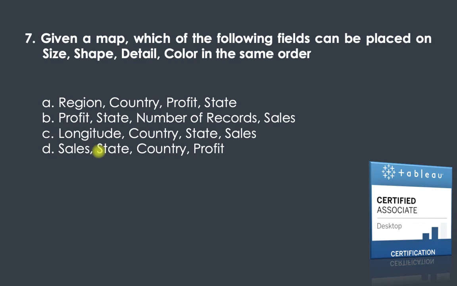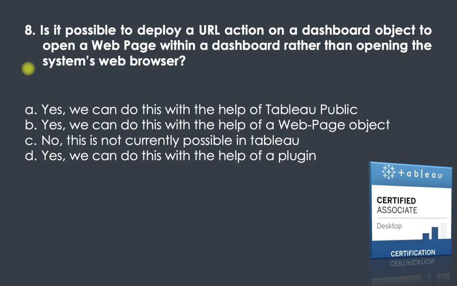Option B doesn't make sense because there's no point bringing in number of records in detail, right? There's no point in doing that. And again, profit in detail will not make much sense. So the only option left is the fourth option. That's the answer here.